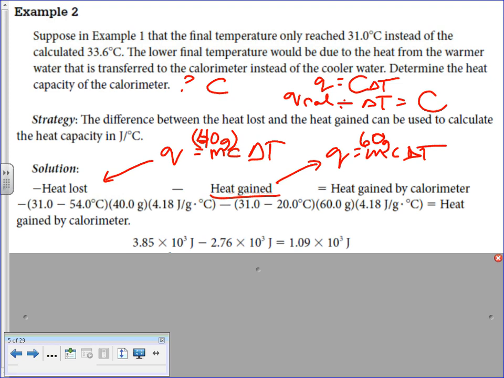Okay, so then what was the temperature change of the water? You guys see it went from 54 to 31 here, 20 to 31 here. So if we're talking about the heat transfer, how much temperature change was transferred to the cold water? What was the temperature change of the cold water?